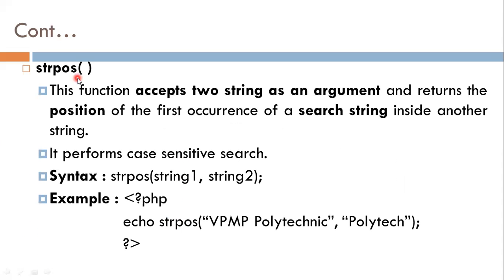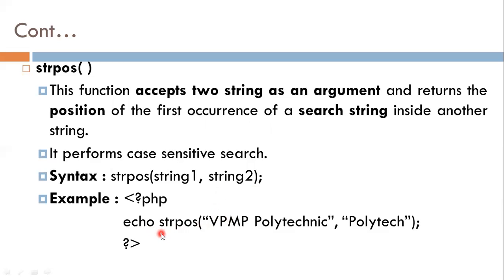Next function is string position. This function accepts two strings as arguments and returns the position of the first occurrence of a search string, the second string, inside another string. It also performs a case sensitive search, meaning this function is used for searching purposes.